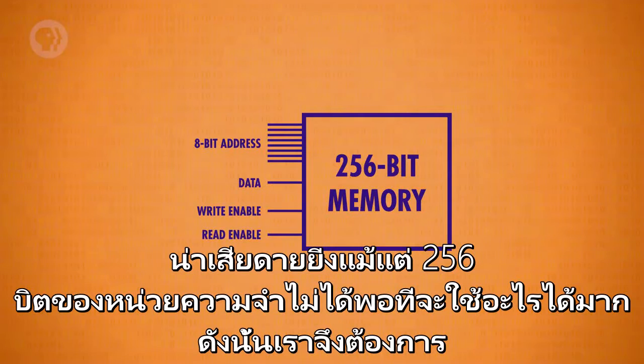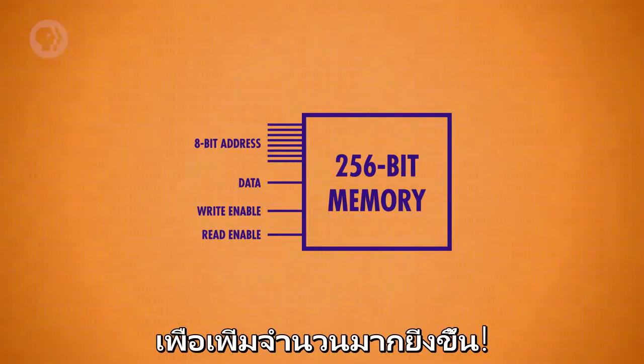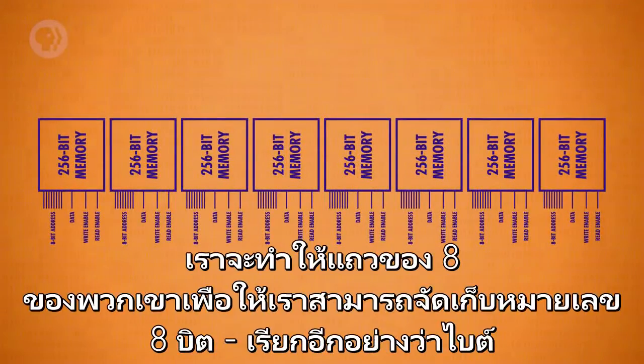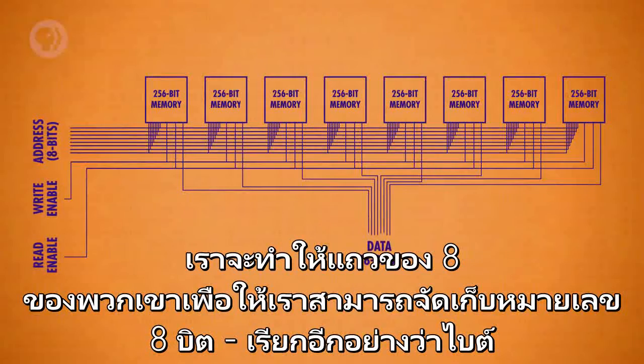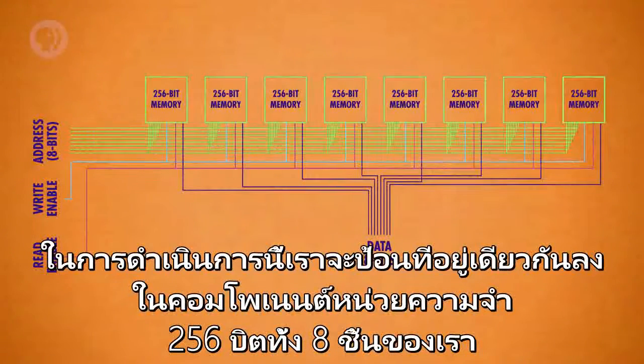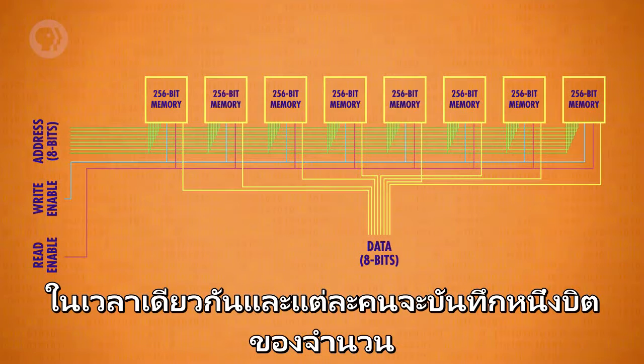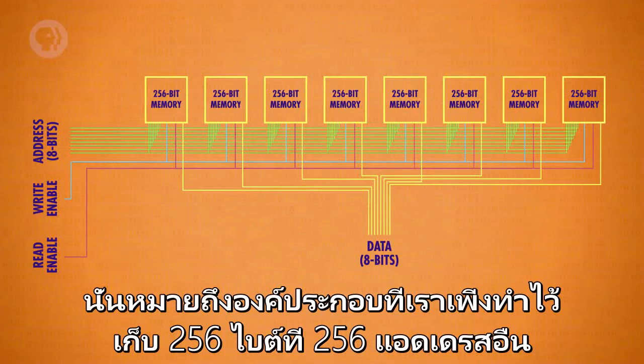Unfortunately, even 256 bits of memory isn't enough to run much of anything, so we need to scale up even more. We're going to put them in a row, just like with the registers. We'll make a row of 8 of them so we can store an 8-bit number, also known as a byte. To do this, we feed the exact same address into all 8 of our 256-bit memory components at the same time, and each one saves 1 bit of the number. That means the component we just made can store 256 bytes at 256 different addresses.